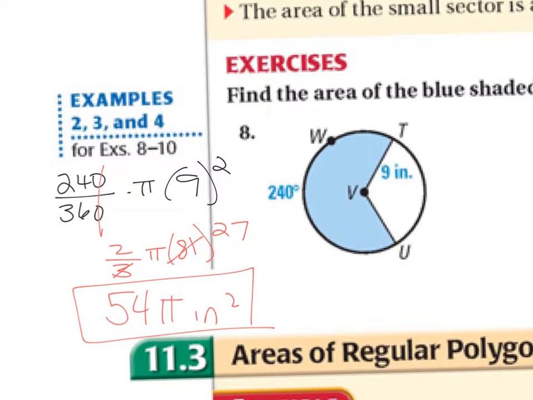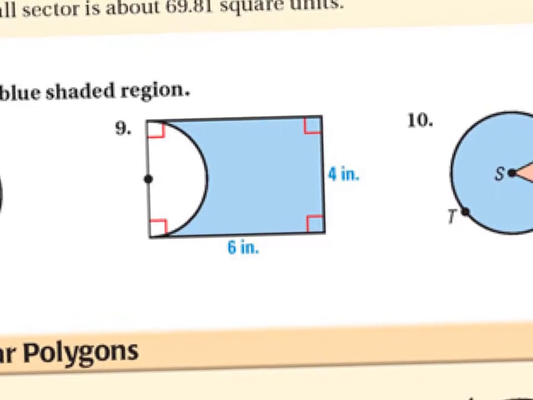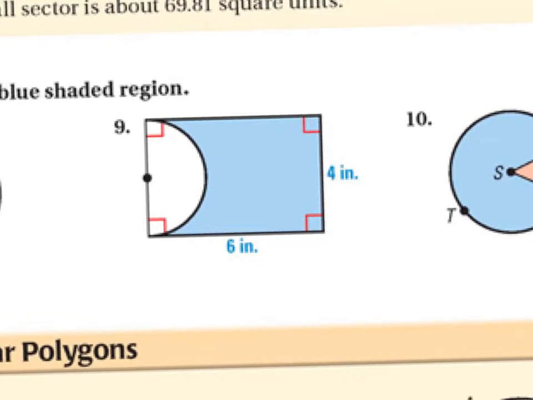Questions on that one? Okay, number 9, area of a shaded region. So what is the large shape? Rectangle. What is the small shape? Half of a circle, or a semicircle, right? So I can find the area of the rectangle and subtract from it the area of the semicircle, which would be 1/2 of a circle.